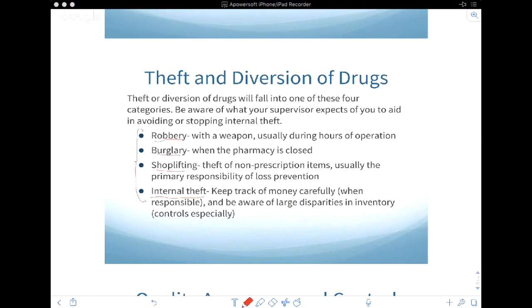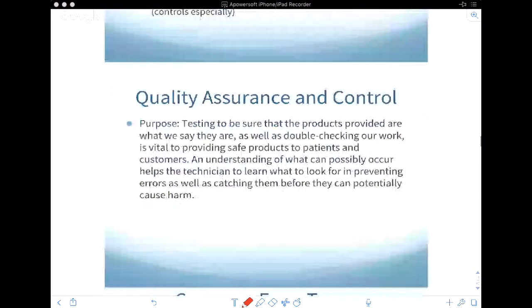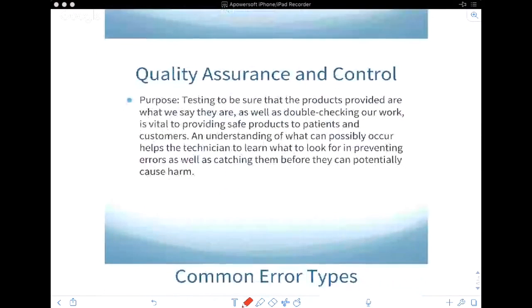So, quality assurance and control. All right, so the purpose of quality assurance and control, testing to be sure that the products provided are what we say they are, as well as double checking our work, is vital to providing safe products to patients and customers. An understanding of what can possibly occur helps the technician to learn what to look for in preventing errors as well as catching them before they can potentially cause harm.